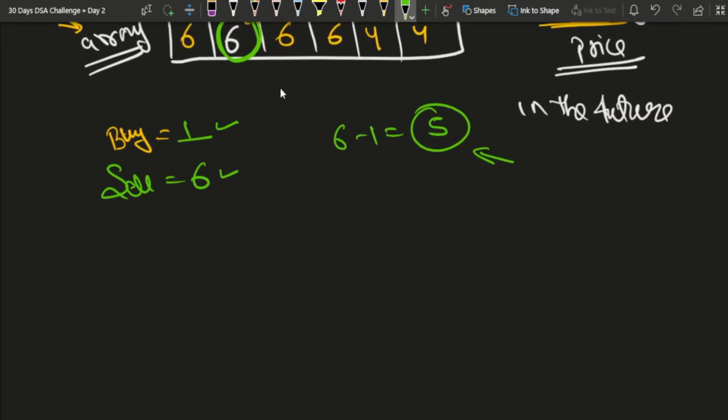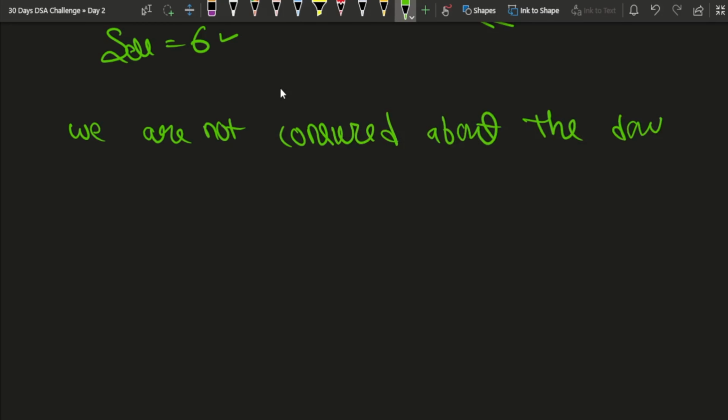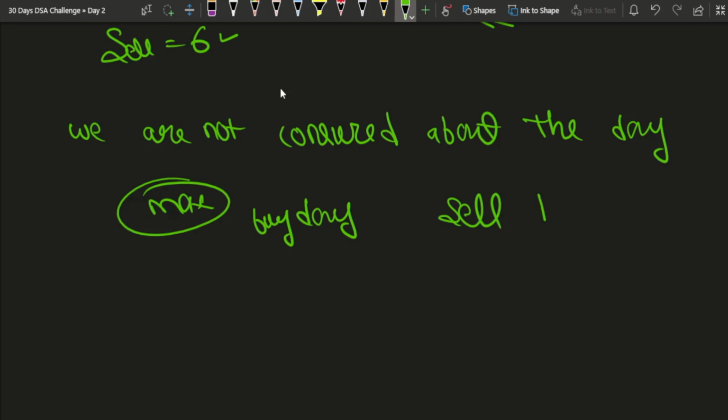So see here, we are not concerned about the day, right? The question says just return me the profit. The question does not say to return the buy day, on which day you buy the stock, and it does not say to return the sell day, when you sell the stock. The question is very clear. It just says give me the maximum profit, right?